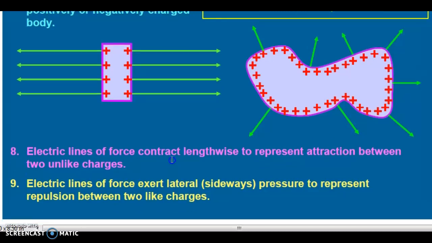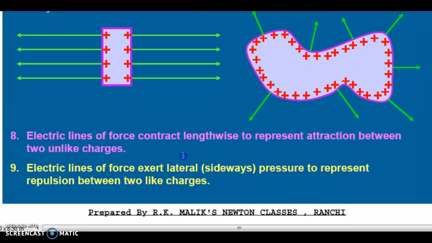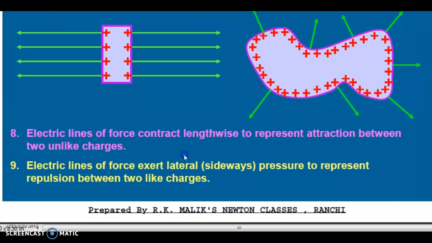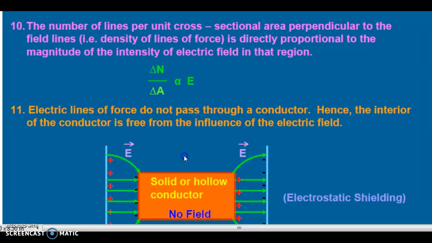Electric lines of force contract lengthwise to represent attraction between two unlike charges, and to explain the repulsion, they are exerting pressure. The number of electric lines per unit cross-sectional area perpendicular to field lines is directly proportional to the magnitude of electric field intensity at that particular region.